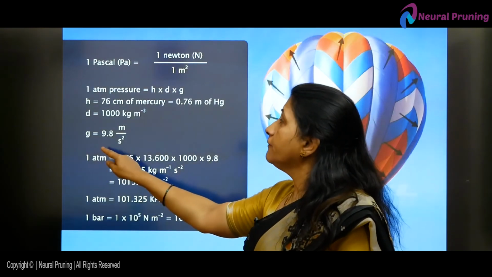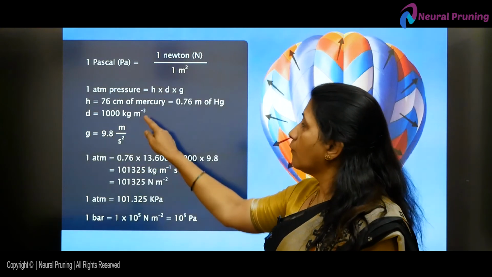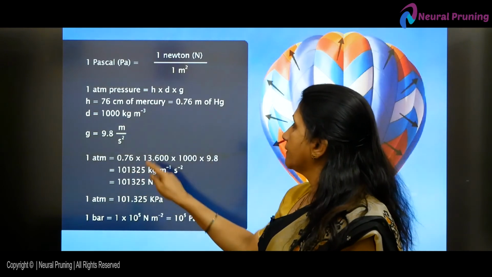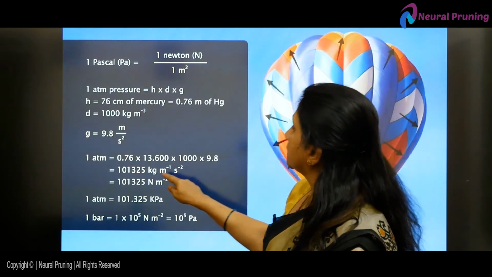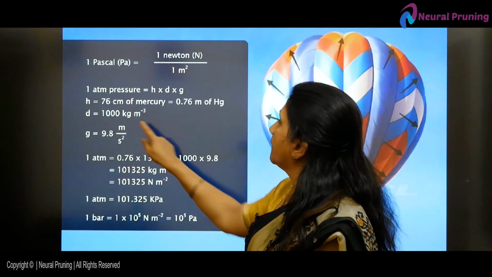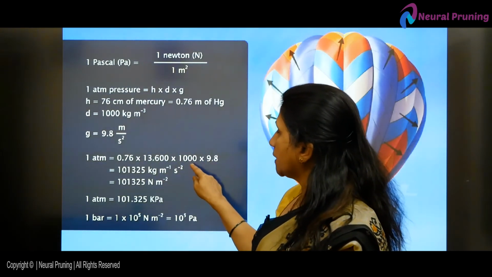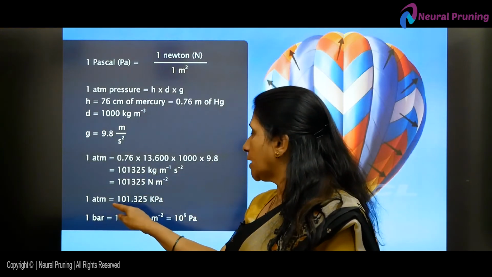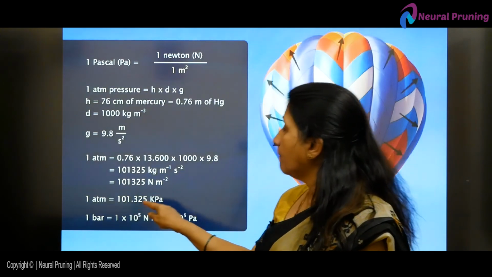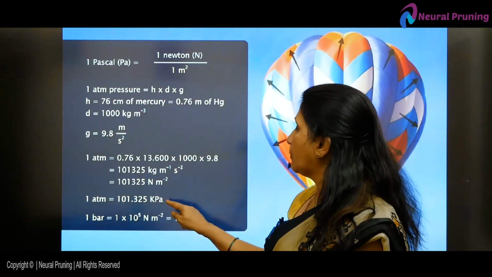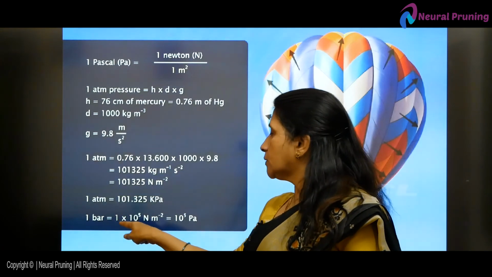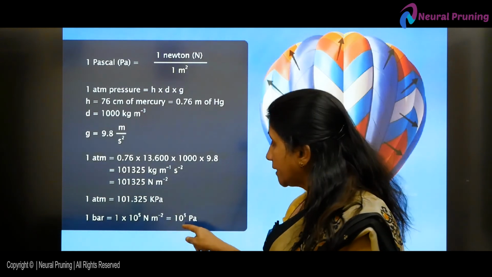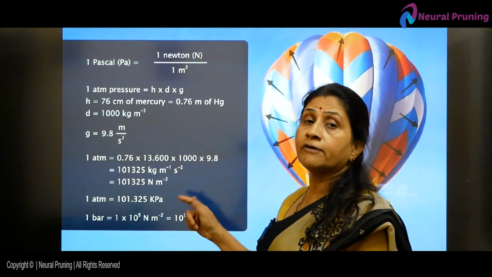If we introduce all these values, we get 1 atmosphere equals 0.76 times 13.6 times 1000 times 9.8. So we get 1 atmosphere equals 101.325 kilopascals, or 1 bar equals 1 times 10 to the power 5 newton per meter square, which is also equal to 10 to the power 5 pascal.